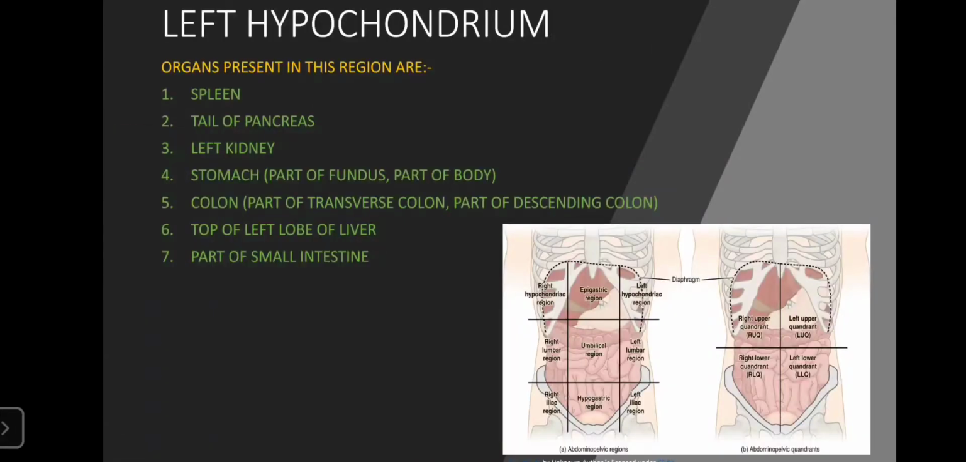Before that, we will see the organs present in the left hypochondrium region. They are spleen, tail of pancreas, left kidney, stomach, part of fundus and part of body of the stomach, part of transverse colon, part of descending colon, top of left lobe of liver, part of small intestine.